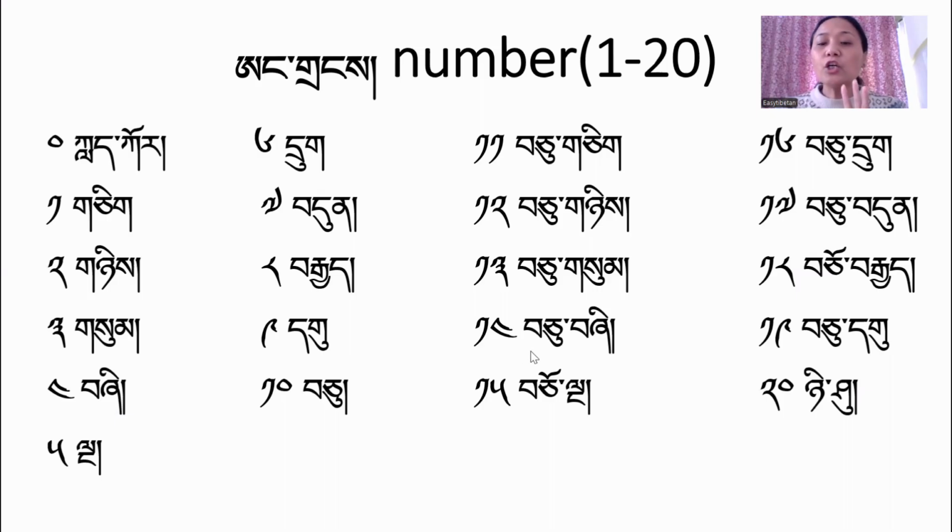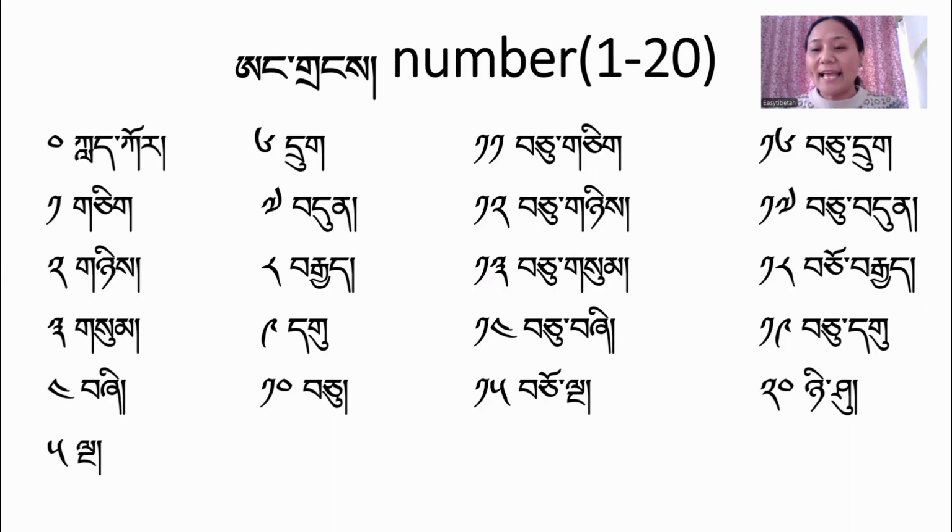Number 14, chu shi. Number 15 has a different sound, not chu, it's a narrow sound: chonga. Then 16, chu tu. 17, chu dun.